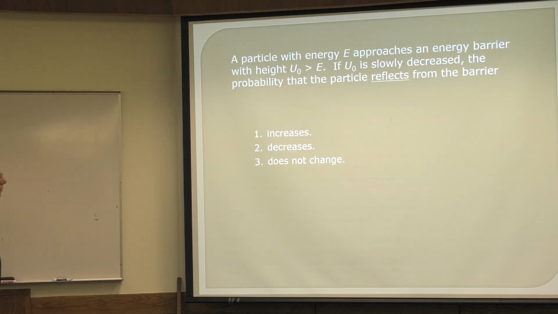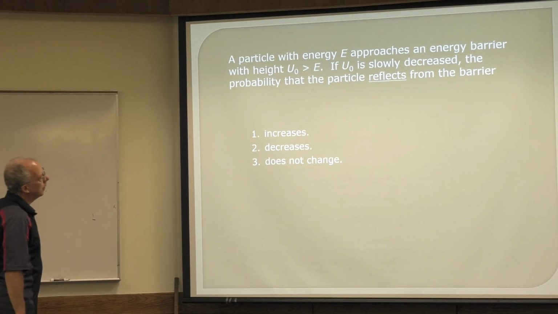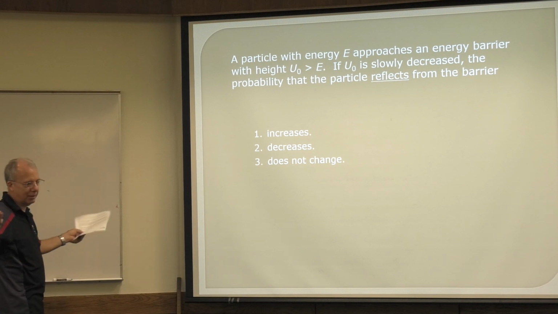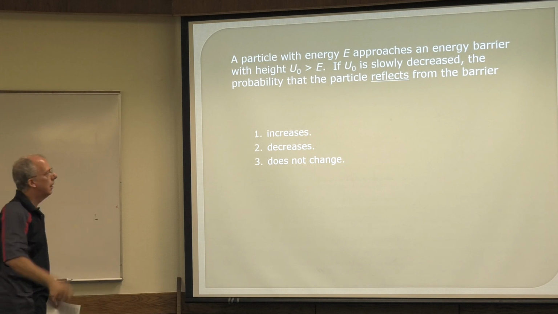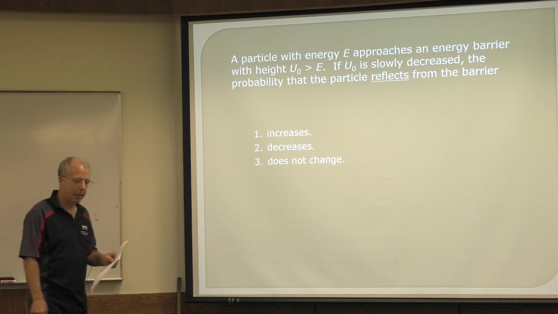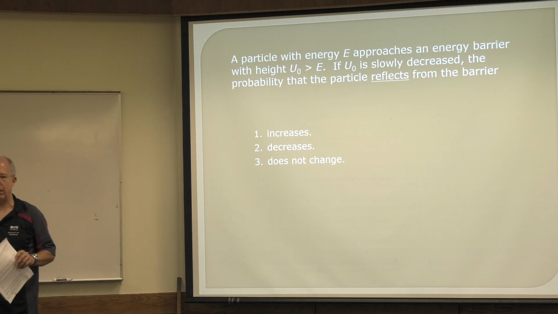All right, well, here's a question for you. A particle with energy E approaches an energy barrier with height U greater than E. So classically, nothing's going to happen, but this is quantum mechanics. If U0, the height, is slowly decreased, the probability that the particle reflects from the barrier does what? So pause your video and figure it out.